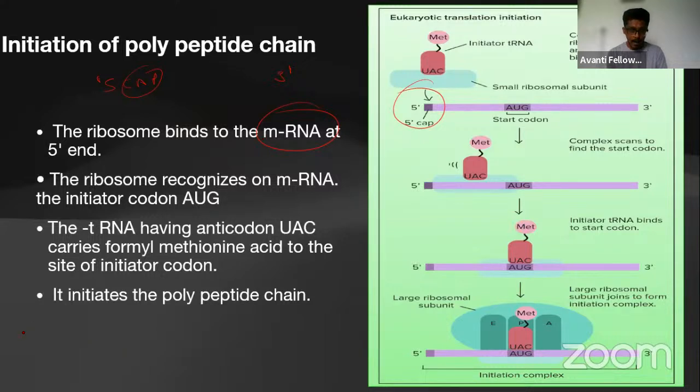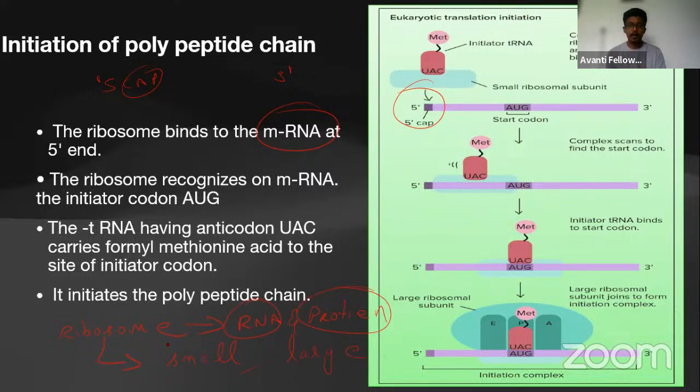Okay, so now we go back here. We have something called ribosomes. What is the ribosome? A ribosome is a combination of RNA and protein. It is a macromolecule. We know that the ribosome is made up of two subunits: the small subunit and the large subunit, correct?